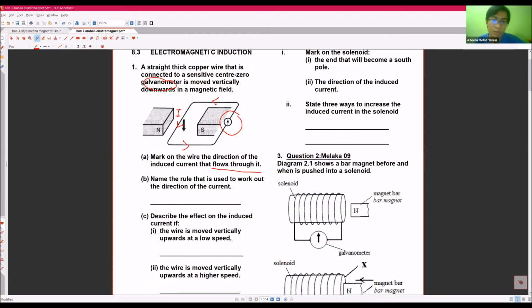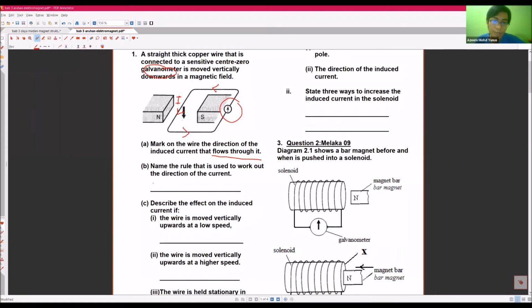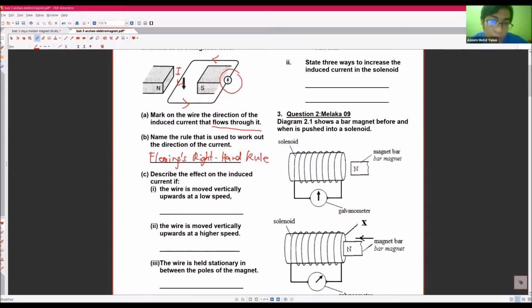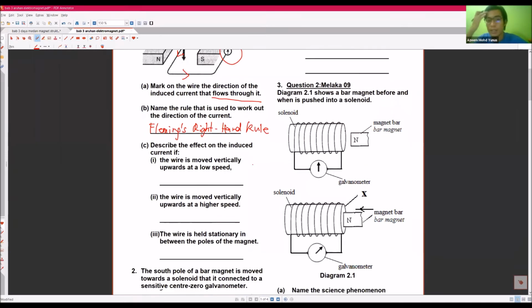Name the rule that is used to work out the direction of the current. Right hand. KaDi, KiMo. So this is KaDi. Describe the effect on this current if the wire is moved vertically upwards at a low speed. So now the wire moves upwards, the direction of current is reversed.